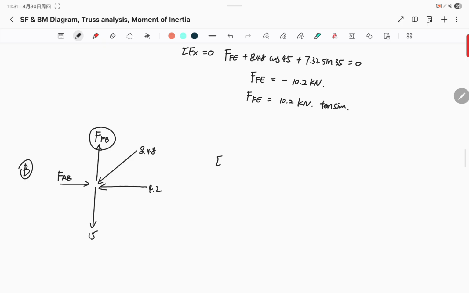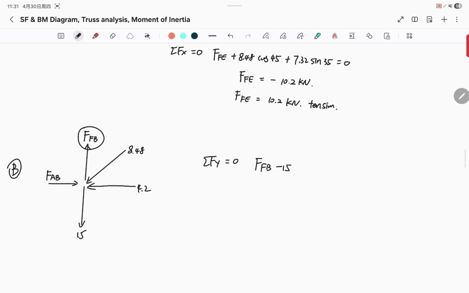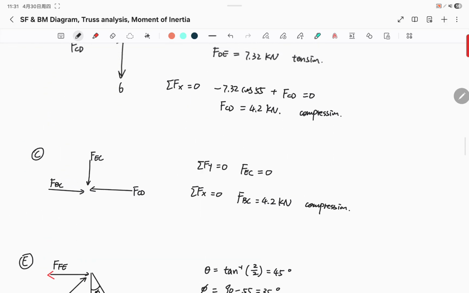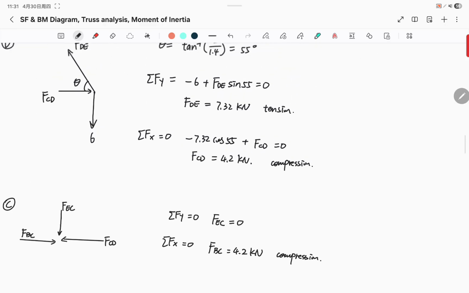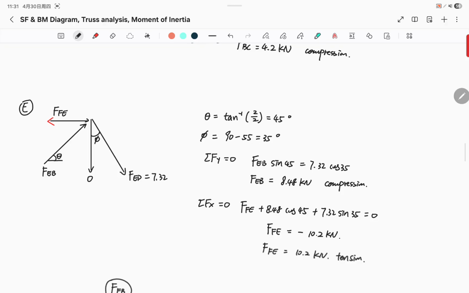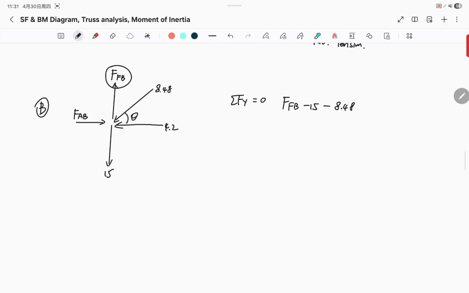So just write F of y is equal to 0. We got positive FFB minus 15 minus 8.48. Gonna need this angle. This angle, I think we had it. So 8.48, that was 45 degrees.